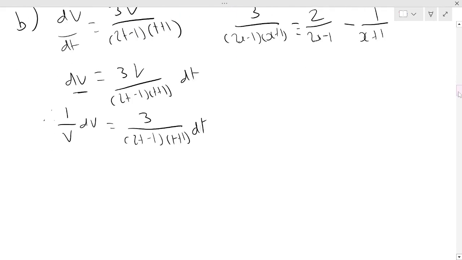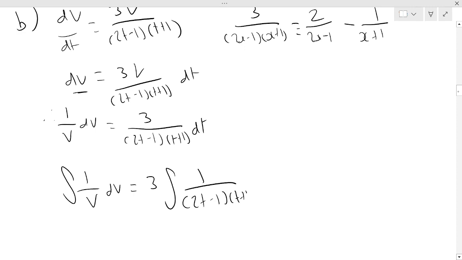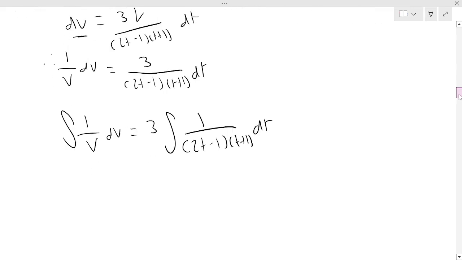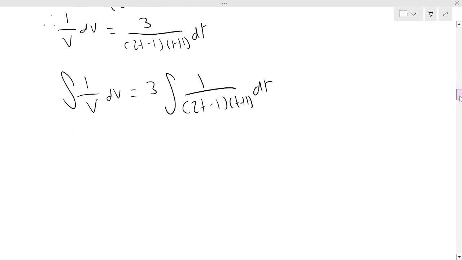Cool. And so because we have this dv and this dt, that means we can integrate. Because obviously an integral has that dx bit at the end. We already have that d bit, so we can actually just integrate both sides. So the integral of 1 over v dv. I'm going to bring the 3 out, actually. I don't like having multiples in my integrals. But that'd be the integral of 3 over (2t minus 1)(t plus 1) dt. And so actually, I should now be able to integrate both of them.